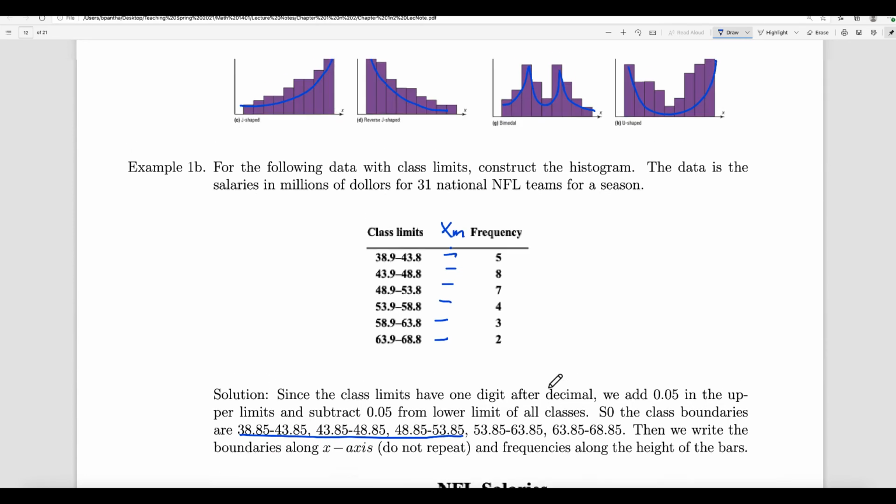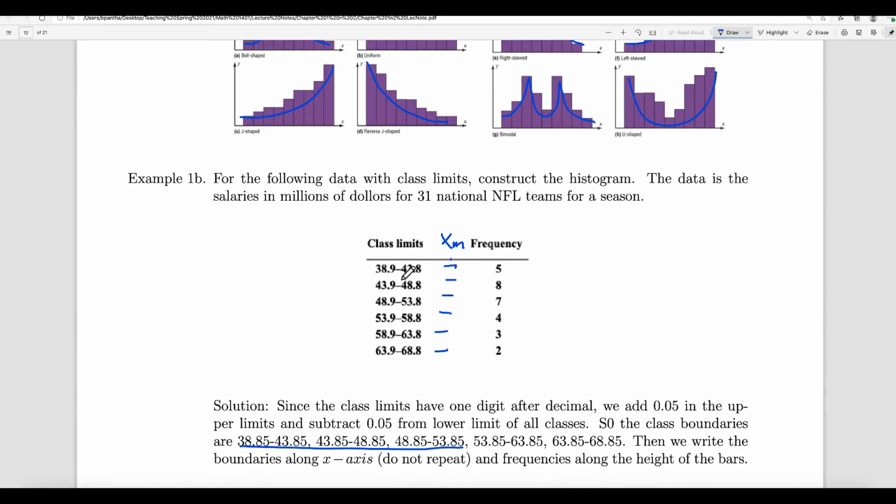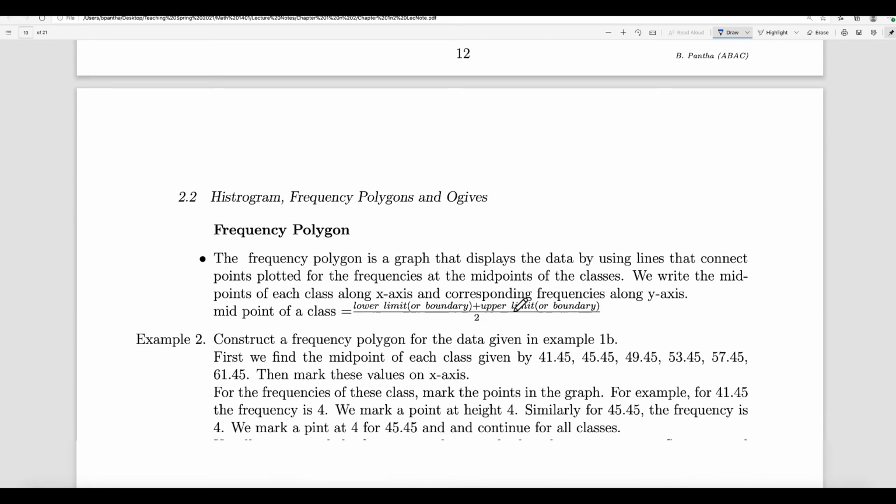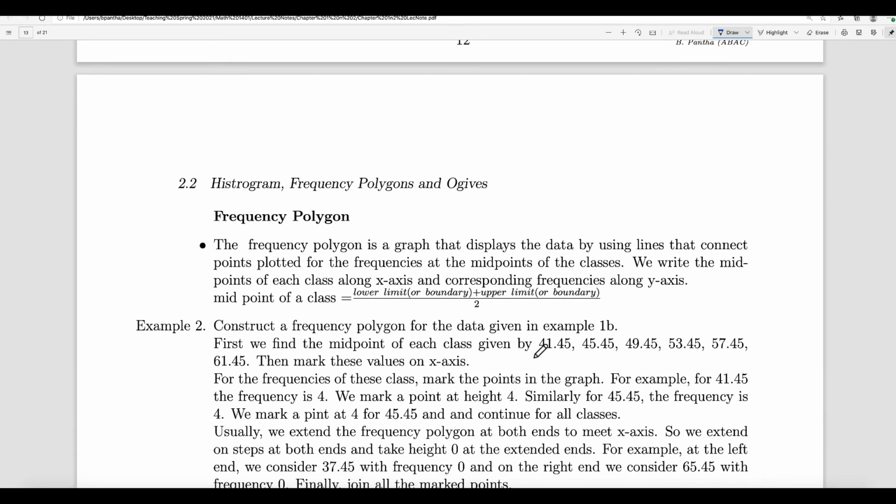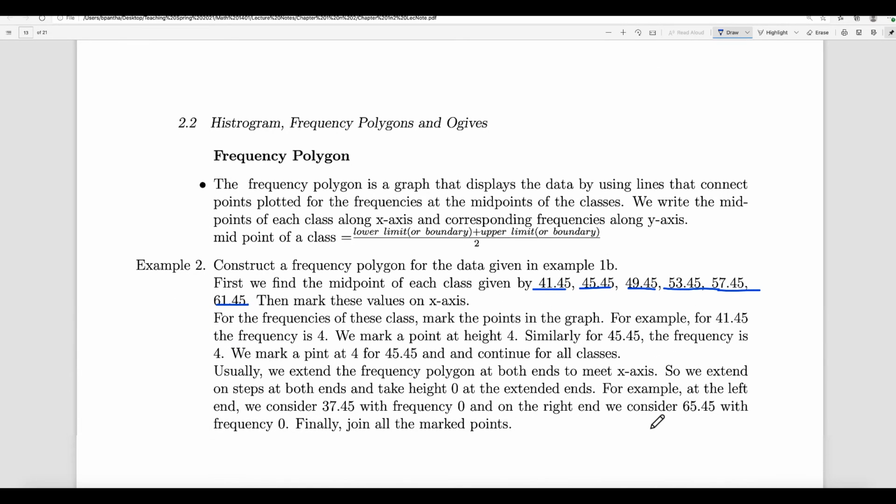Okay, so look at this. In this example, to find the mid value, you add this plus this divided by 2. It is exactly the same example, example 1b. So 41.45 is the mid value of the first class, then 45.45, 49.45, and all these are the mid values of the classes. They all go on the x-axis. And for the y-axis, those will be the frequencies. For 41.45, the frequency is 4. For another one, the frequency is 4, and so on.